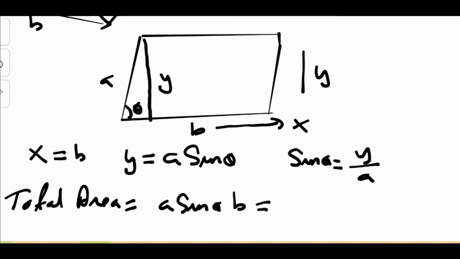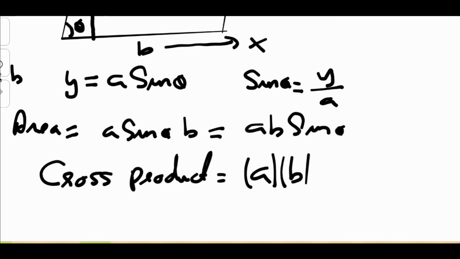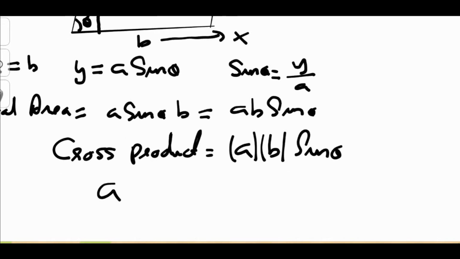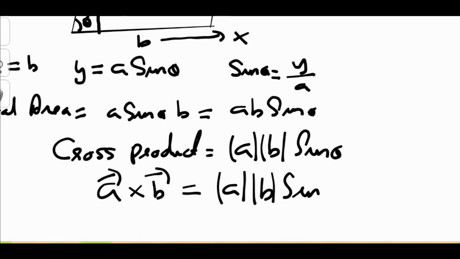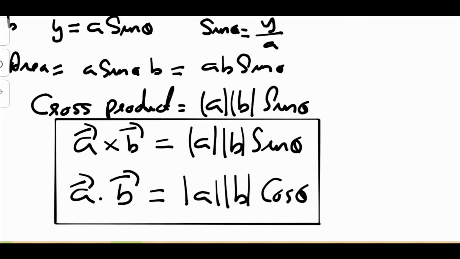So this is known as the cross product of vectors, right? This is the cross product, which is the magnitude of a times the magnitude of b times the sine of the angle. So that is a cross b right there: a cross b equals ab sine theta, and then we have a dot b, which is known as ab cos theta. Those are the two vector multiplication operations that we use.